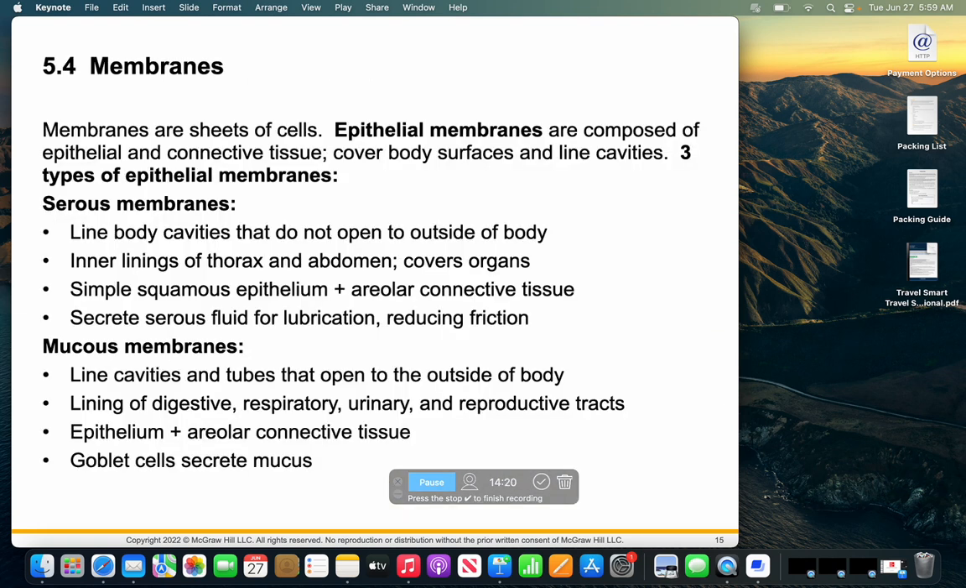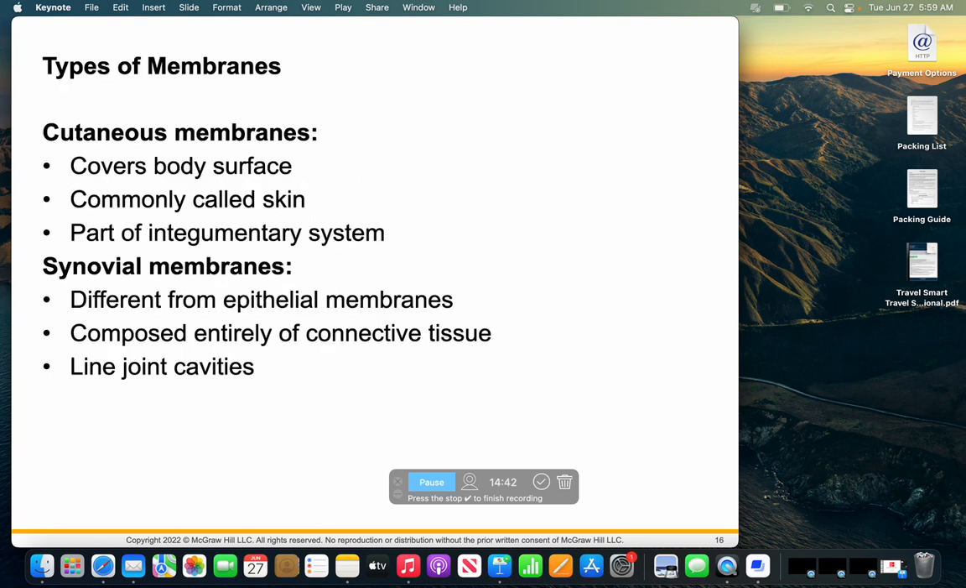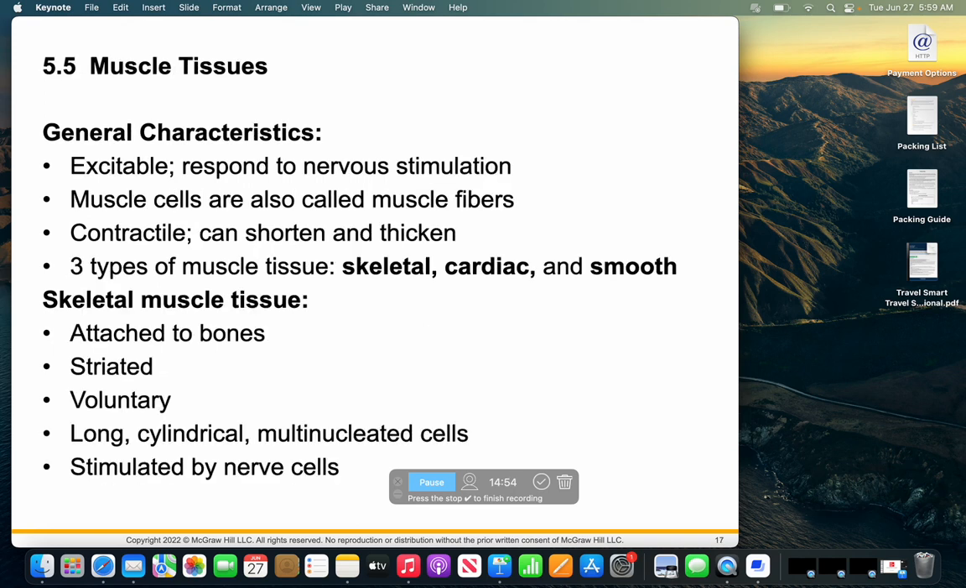And then again, we looked at membranes. We've already talked about and reviewed serous membranes, the visceral and parietal layers, and the fluid between them that reduces friction. But we should also mention that mucous membranes line cavities that open to the outside, and they have goblet cells that secrete mucus. We also have cutaneous membranes. Remember, that is another name for skin, and it's part of your integumentary system. And then synovial membranes are found within joints. We saw synovial joints like in the knee.